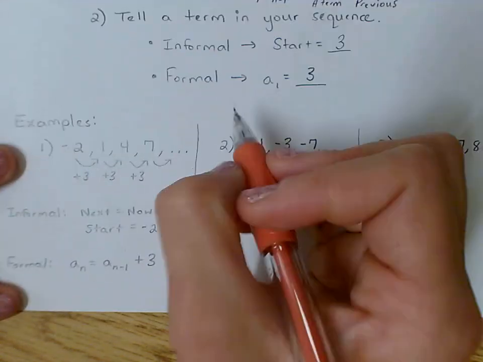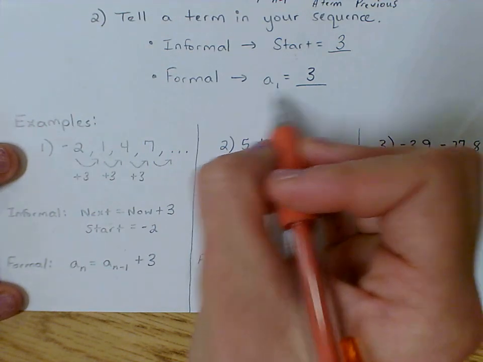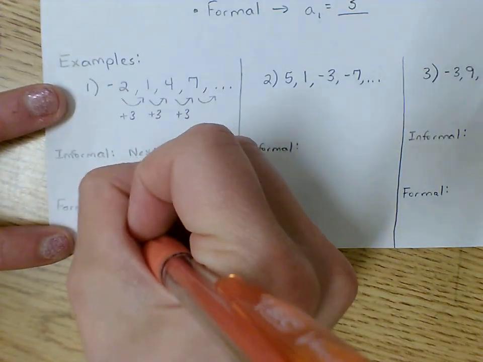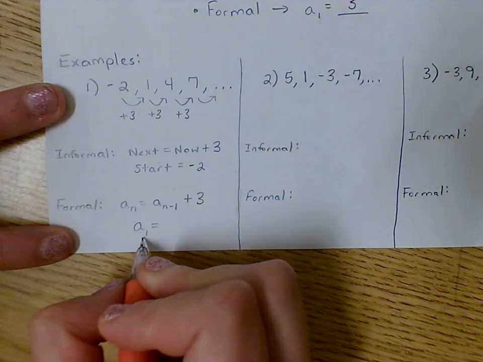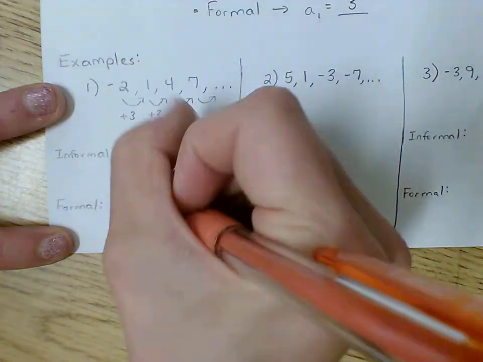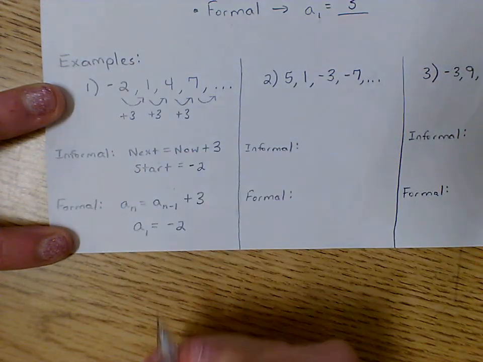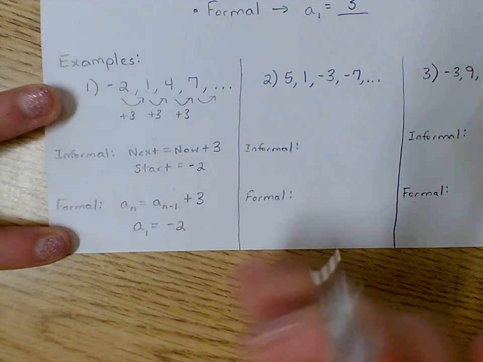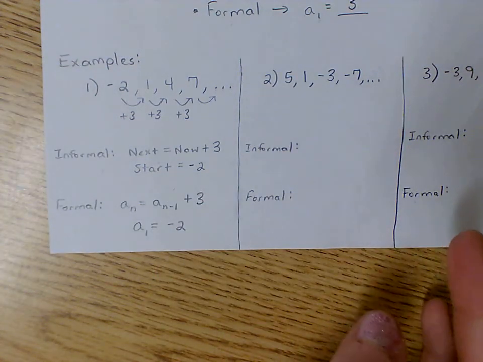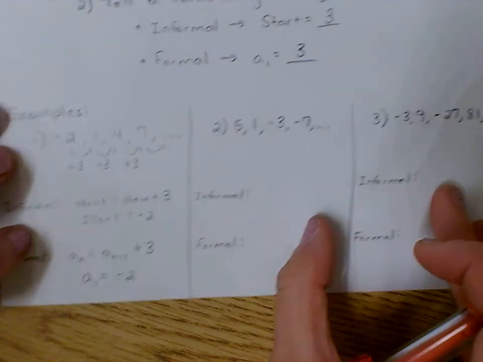And then, just like the other one, you have to tell a term in your sequence. So we usually write down the first term. So the first term in that sequence equals -2. So those are the two different ways that you could write a recursive formula. Okay, so let's practice it just a couple more times.